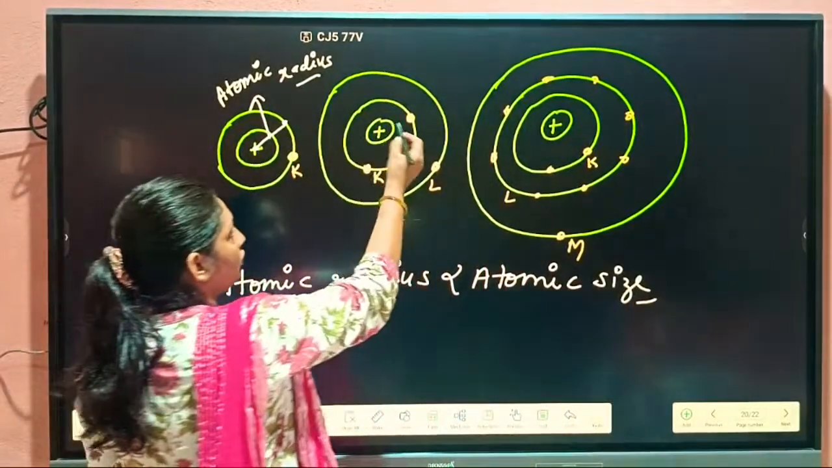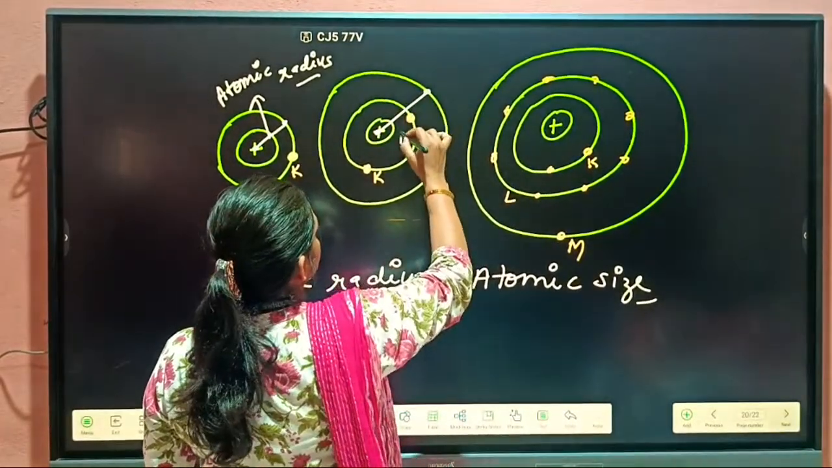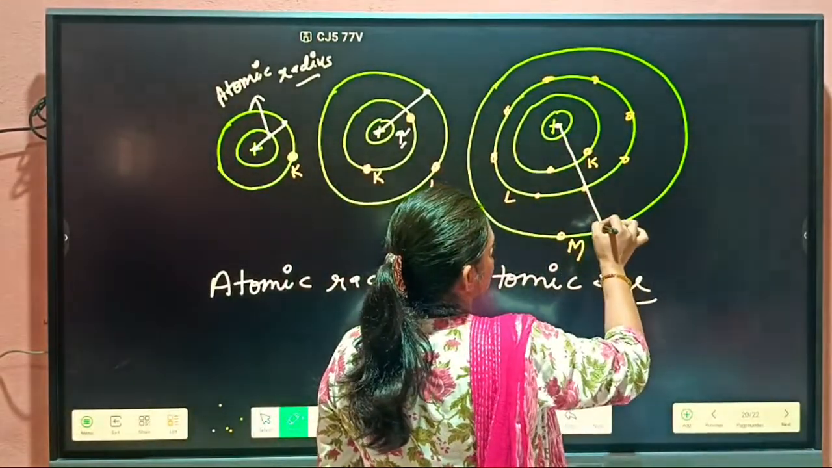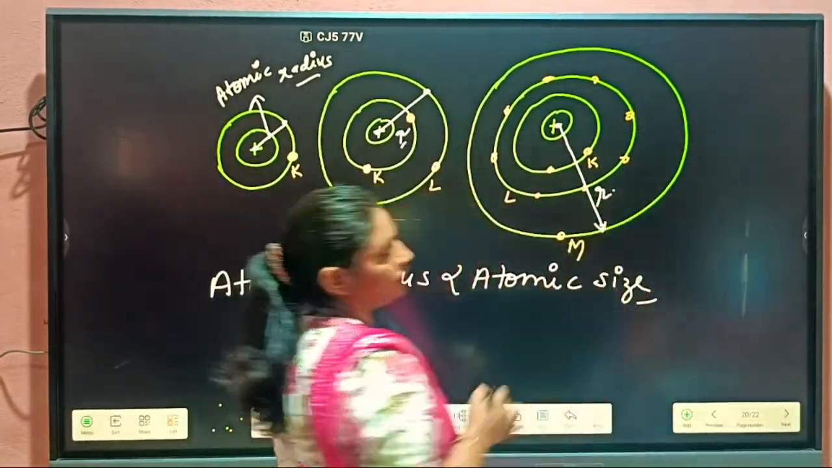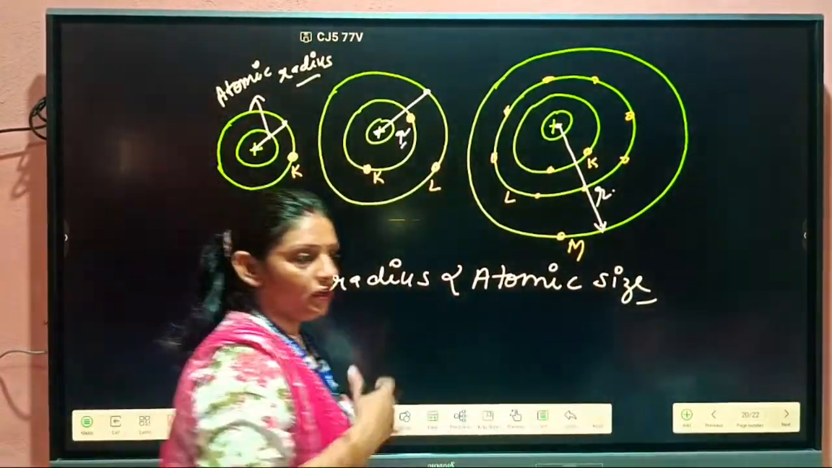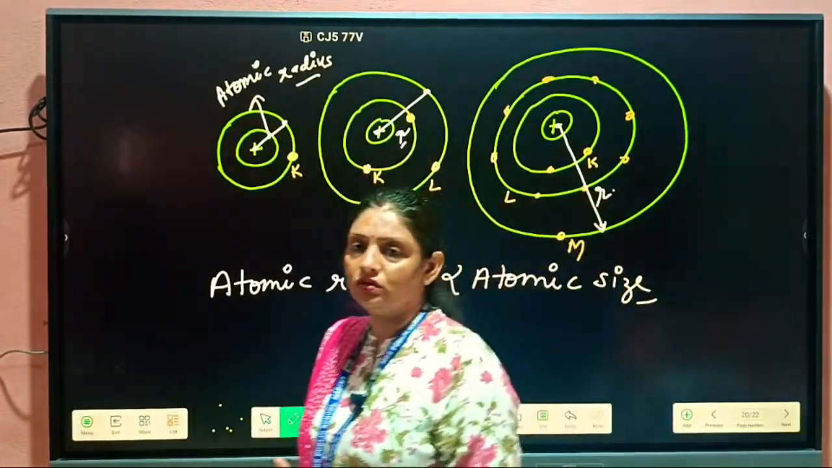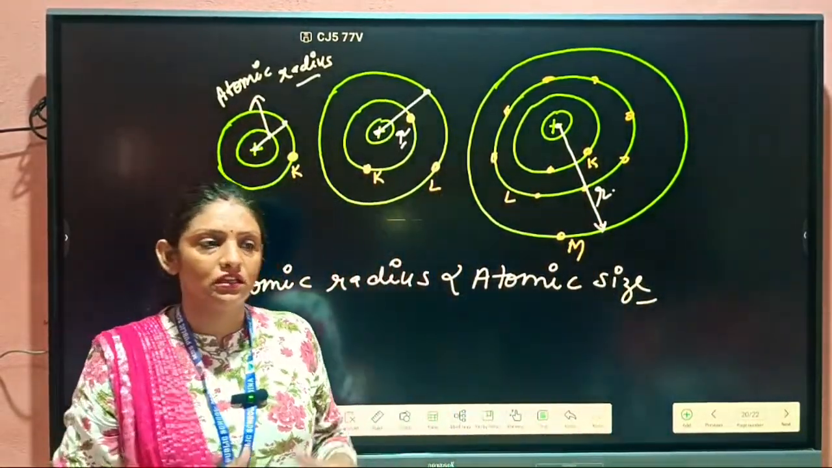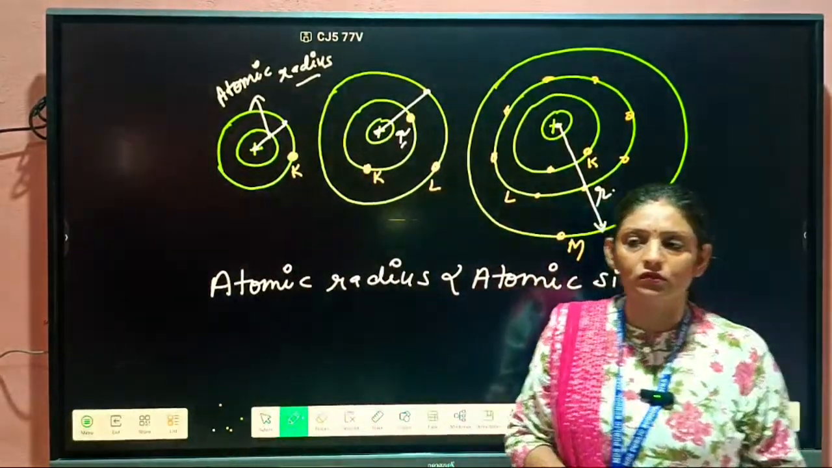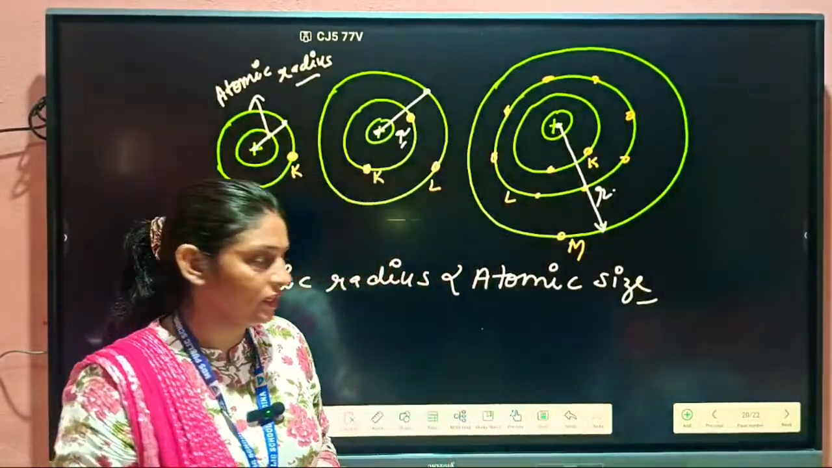So here the number of shells increases. There are 2 shells, so atomic radius also increases. Here again the number of shells increases, so atomic radius is again increasing. Okay, so down the group atomic radius increases. Why does it increase? Because down the group the number of shells increases and the value of n, the principal quantum number, also increases. It is clear to you or not? Yes.